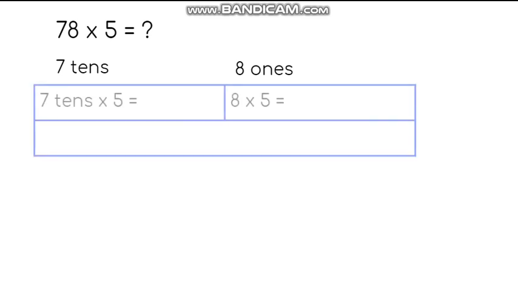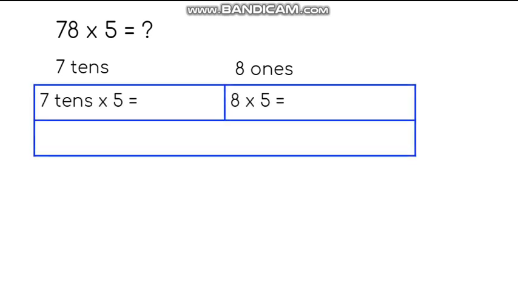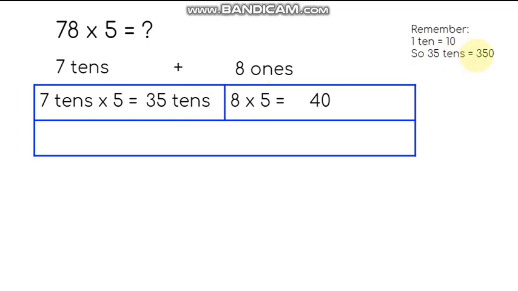Okay, how about the next example? You have 78 times 5, which is 7 tens and 8 ones. And then you multiply that. 7 times 5 is 35, so it's 35 tens. 8 times 5 is 40. Then 35 tens means 350. So you add this one, so you have 390. Okay, so 78 times 5 is the same as 390.